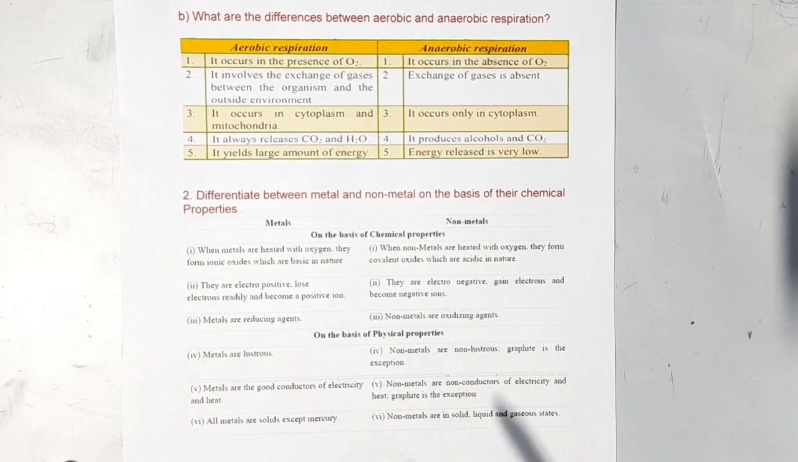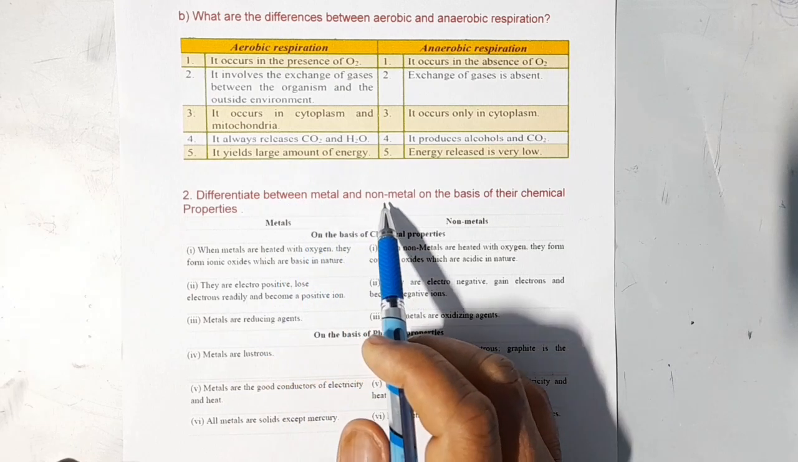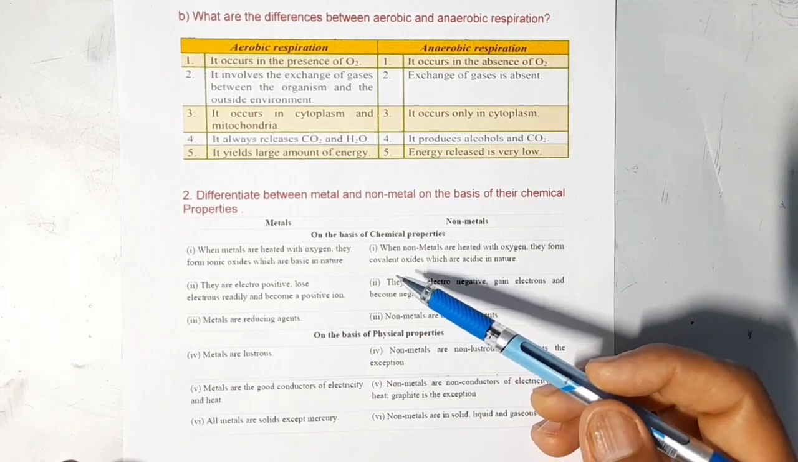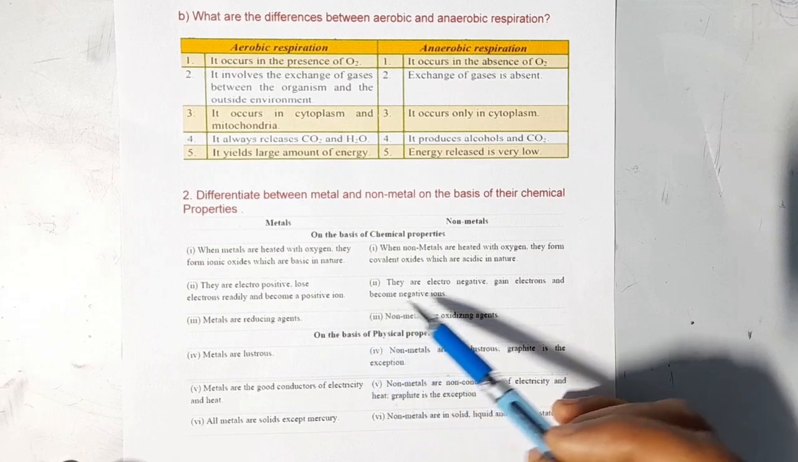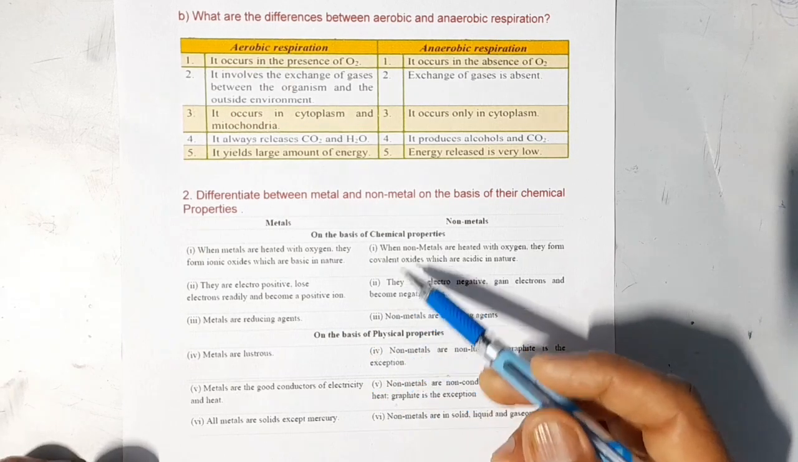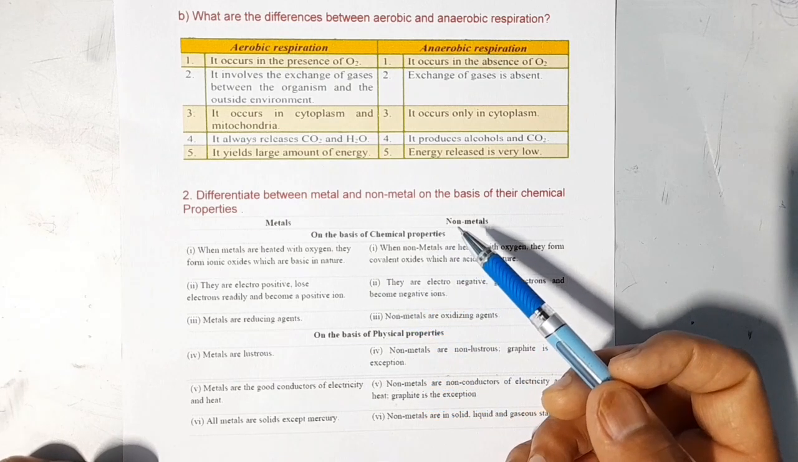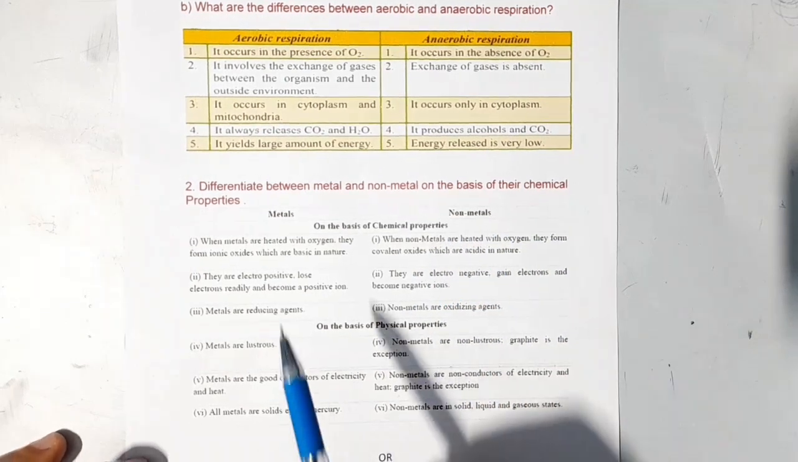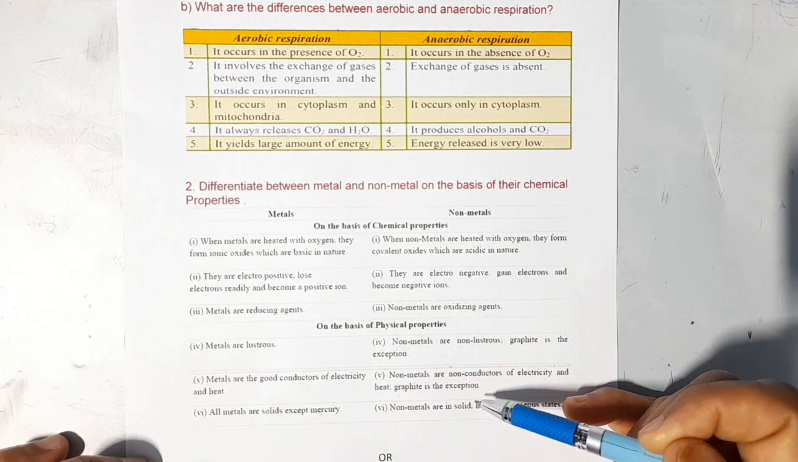So our next question is, differentiate between metals and non-metals on the basis of their chemical properties. Students, we have discussed both chemical properties as well as the physical properties of metals and non-metals. So you can learn both these properties, and whichever type of properties is asked in the question paper, you can write according to that question. So on one side we will write metals and on another side we will write non-metals.